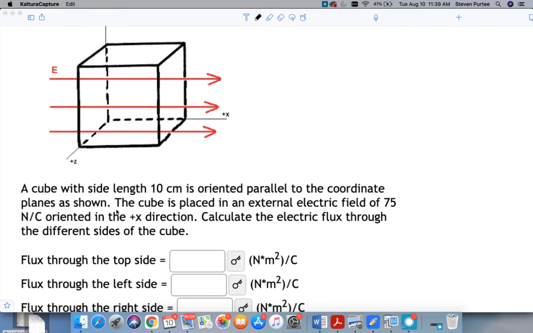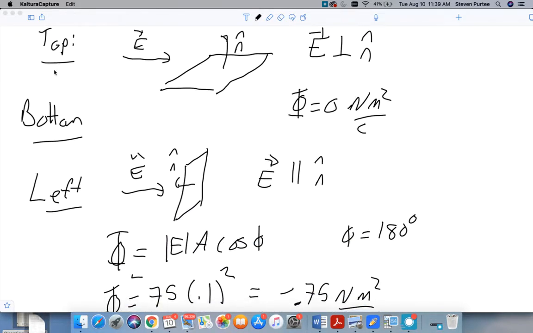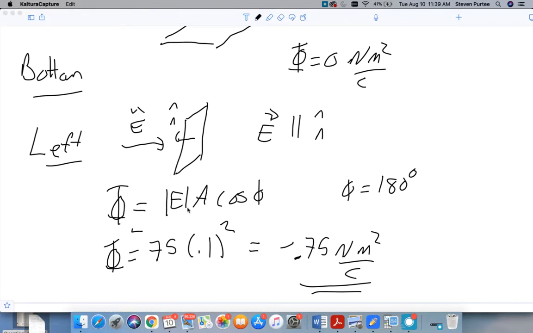Remember, in general, flux is an integral. It's the integral of E dot dA. If we have a constant E and constant A, then flux is the magnitude of E times A times the cosine of the angle between E and our normal vector. Flux measures how much of the electric field passes perpendicularly through a surface.